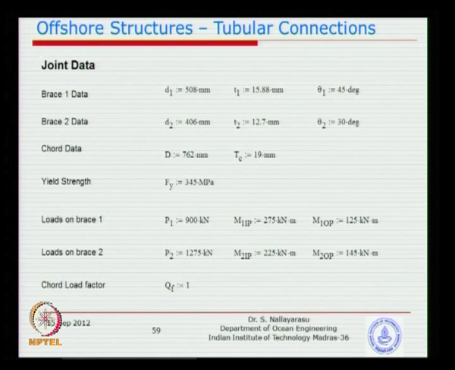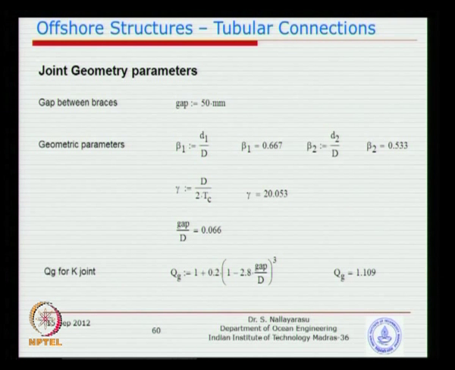So once you are given this, you can straight away jump into calculating the geometric parameters like beta and then gamma, and then basically the QG factor, which is to be used for the K joint, because all of them are known. You will have two beta values, one for brace number 1 and one for brace number 2. Gamma has only one value because it is D by 2T, and the gap is given as 50 mm.